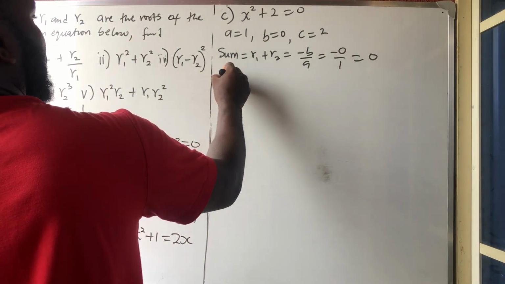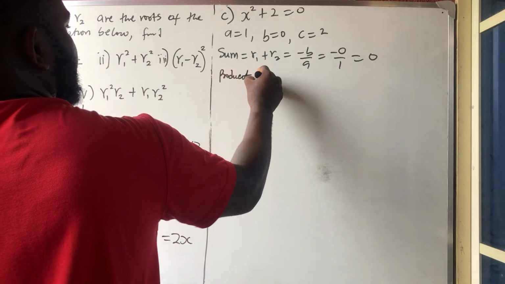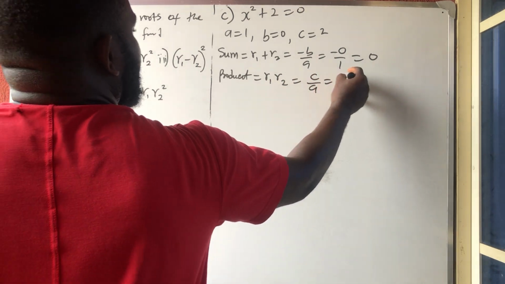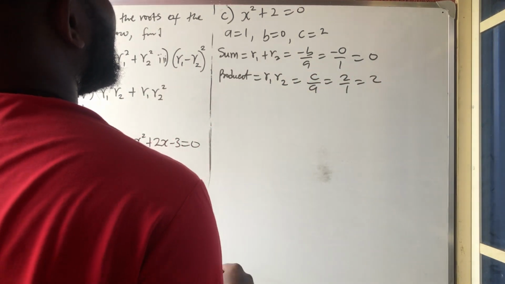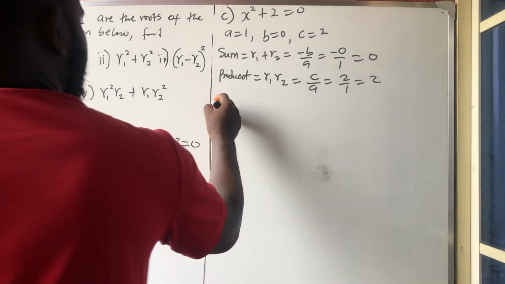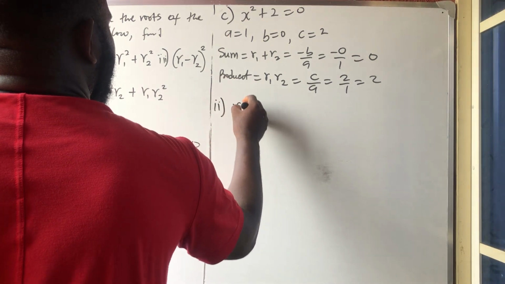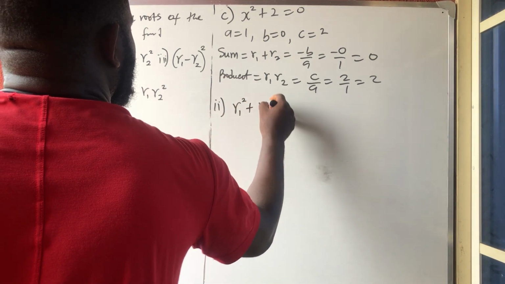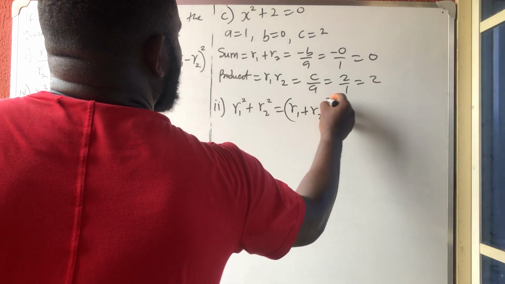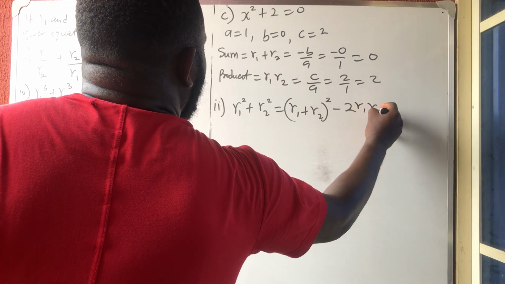Then the product is simply R1R2, which is C over A, which is 2 over 1, which is 2. If you have gotten this now, it will help you get every other thing. So I want to start from number 2 again. II said R1 squared plus R2 squared, which is same as R1 plus R2 all squared minus 2R1R2.